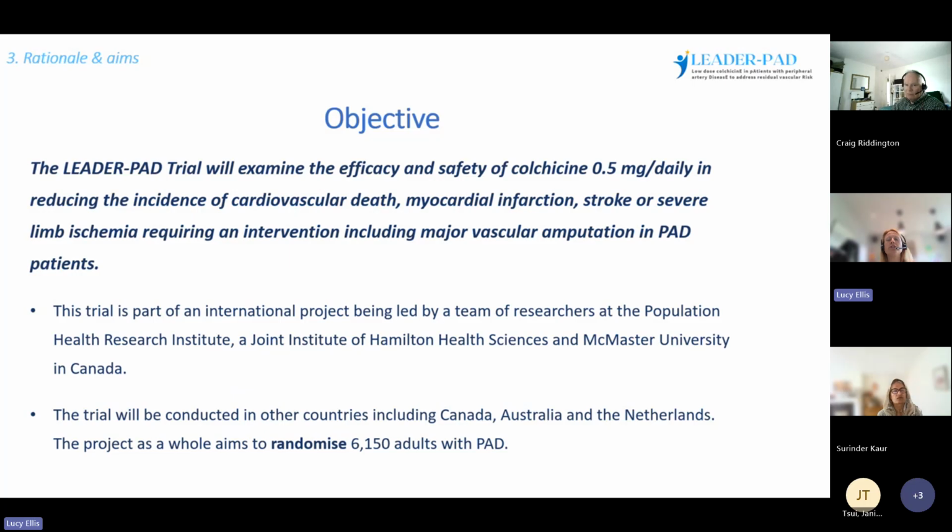So already mentioned it's part of an international project. So there's a number of countries already open. So obviously we're open in the UK, Australia's open, Canada, Switzerland, Netherlands, Brazil, and Ecuador are currently open, and there's a number of other countries they're looking to open before the summer of this year.